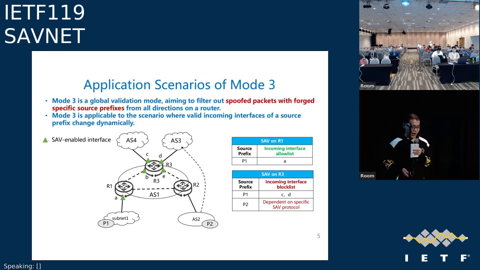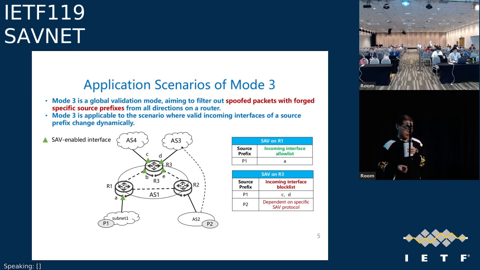Let's consider R3. Obviously, the valid packets with P1 as the source prefix cannot arrive at R3 through interface C and D. So we can apply an incoming interface block list on R3. The block list contains interface C and D.